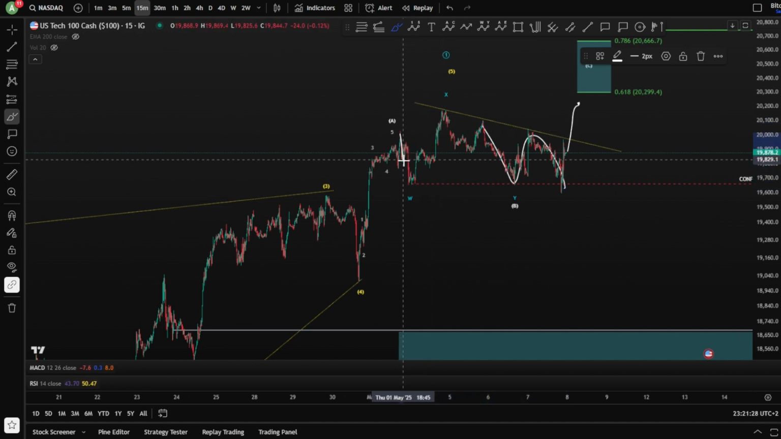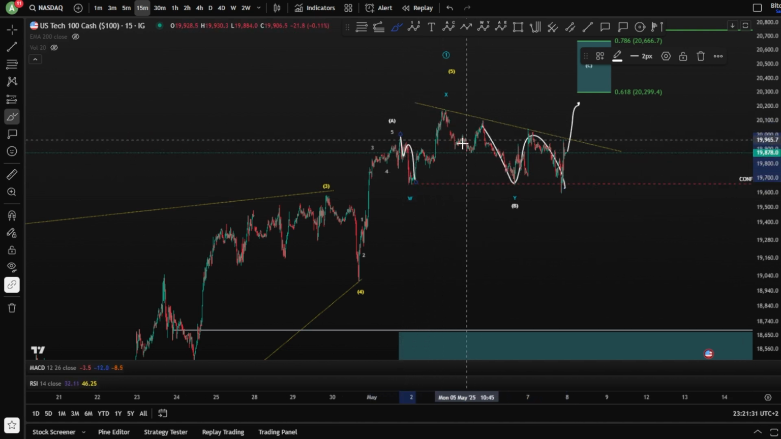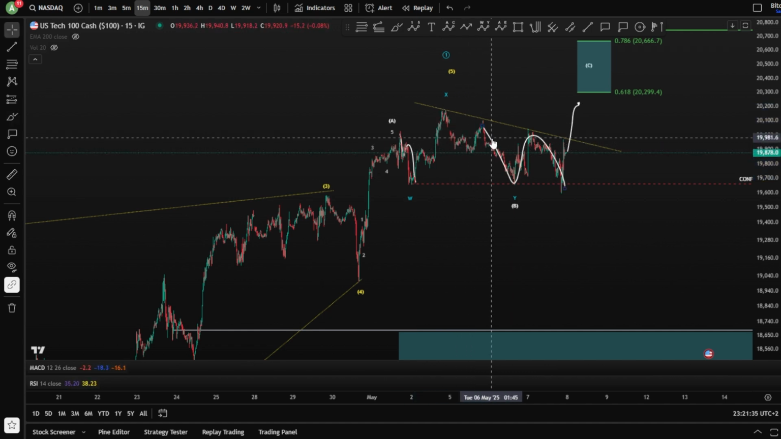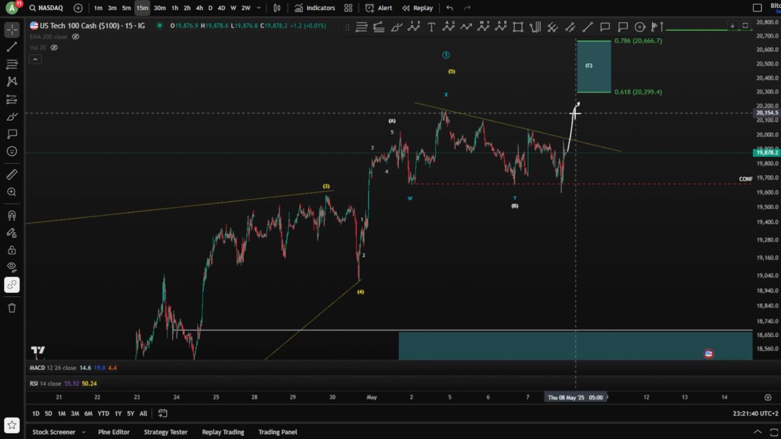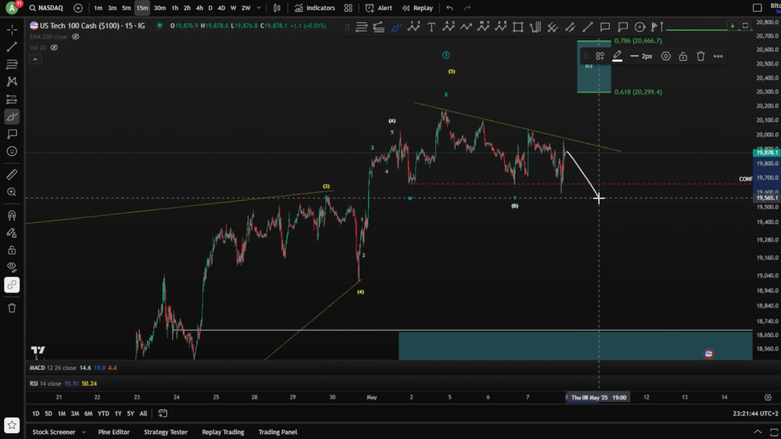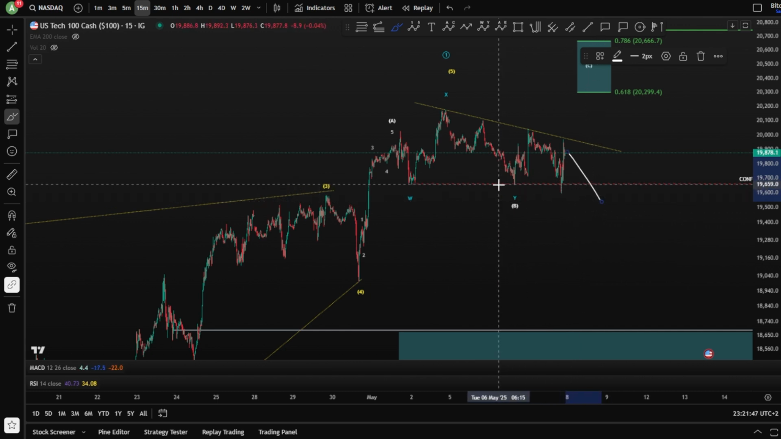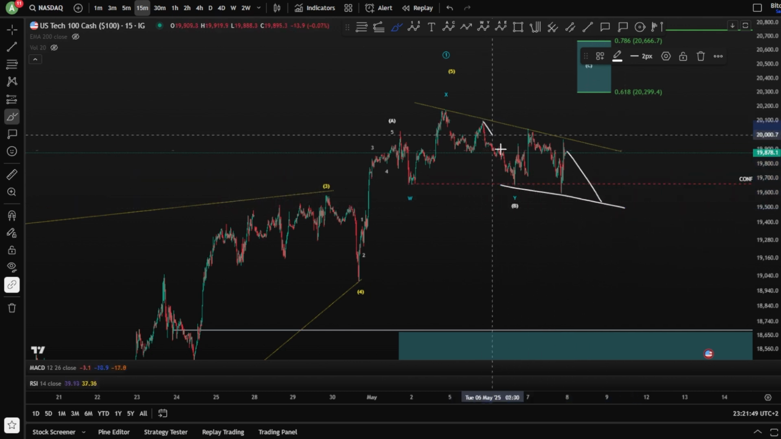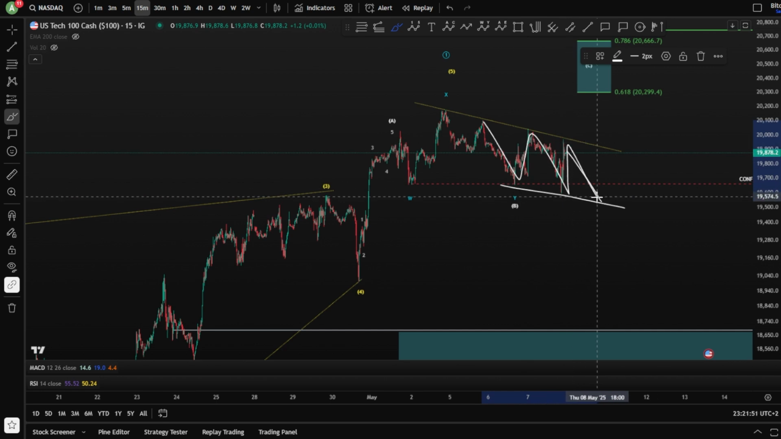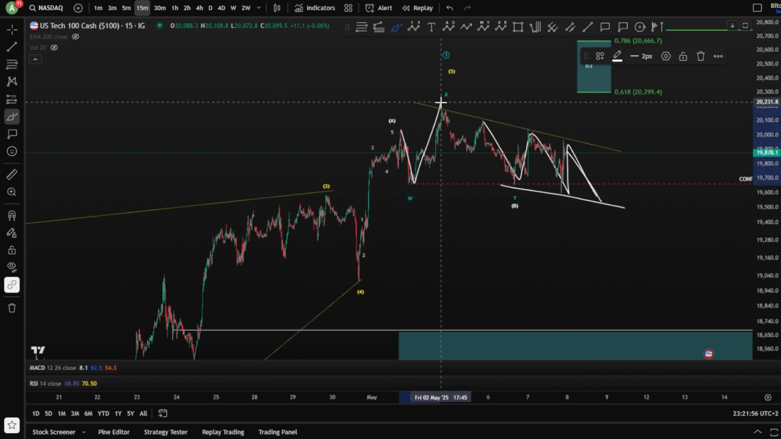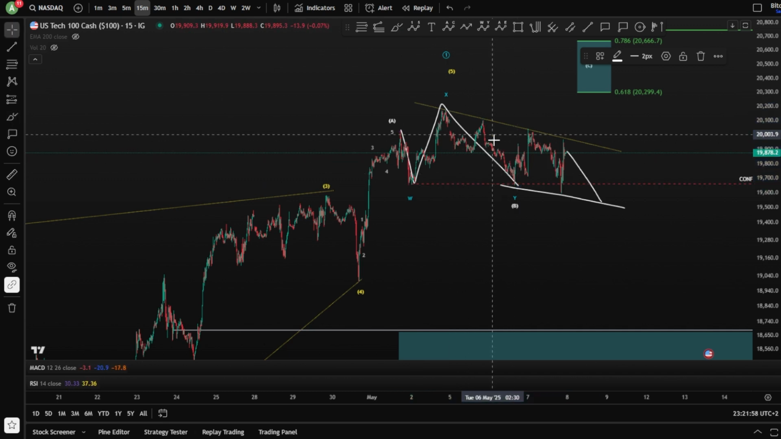And as you can see, the structure doesn't fit, so there is something still unclear in the structure. It's very corrective and very complex. I would say potentially if we get one more low, then it might get much clearer as 1, 2, 3, 4, and a 5, maybe an ending diagonal for a B and a C. So this is your wave one. So this is what I see, guys.